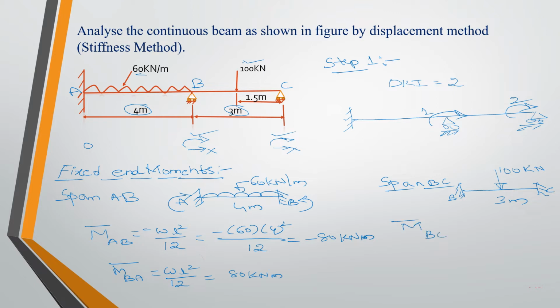Calculate M bar BC first. The formula is minus WL by 8. Substituting, minus 100 times 3 by 8, we get M bar BC equal to minus 37.5 kilonewton meter. Coming to M bar CB, in this symmetrical loading it has the same formula, but the sign convention is different, positive WL by 8, so the answer is plus 37.5 kilonewton meter. This is the calculation of fixed end moments.